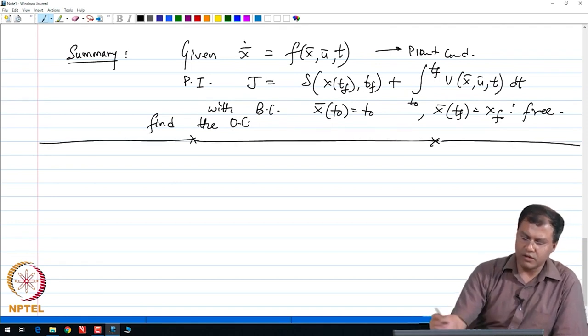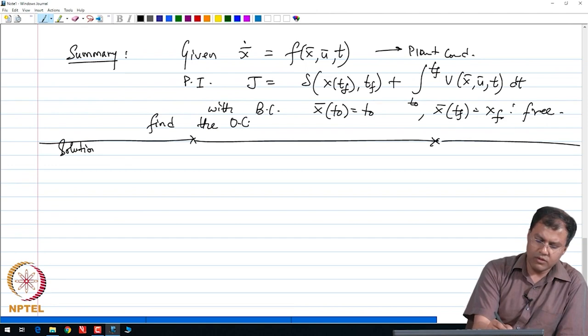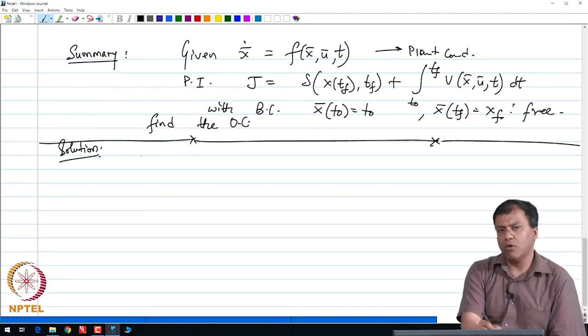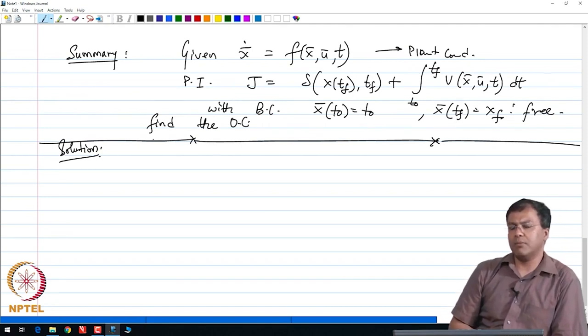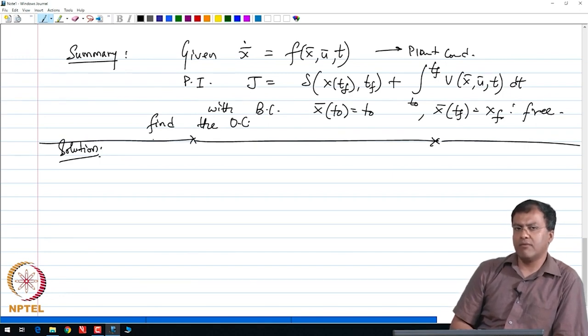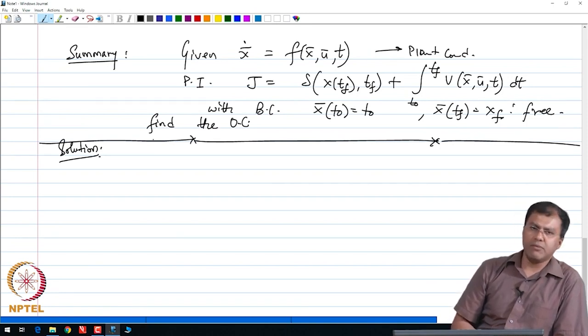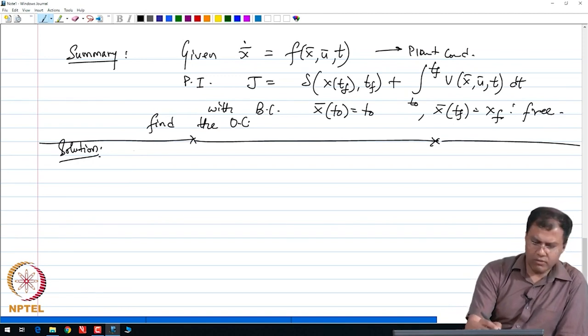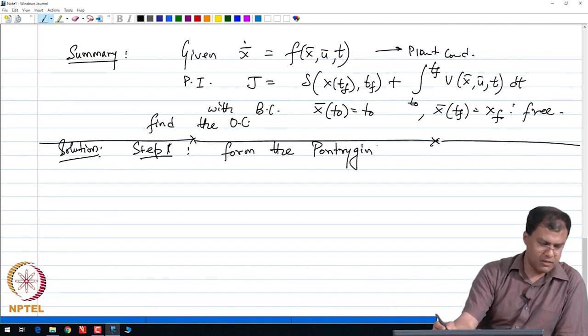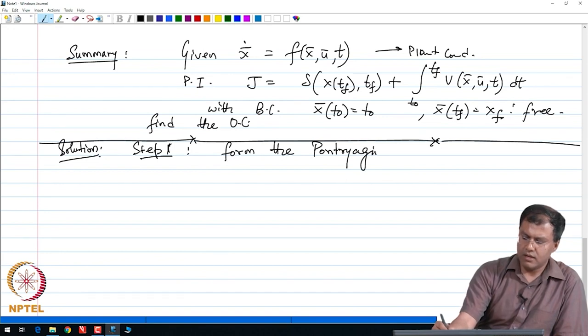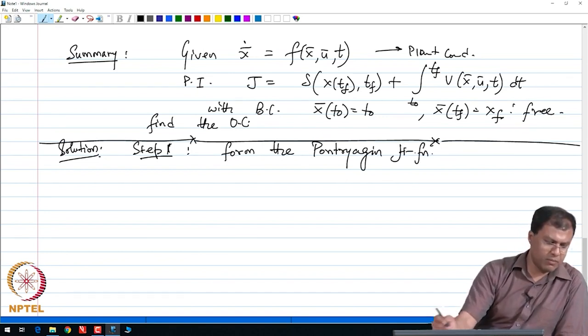And so the solution method is as follows. We will see that the only difference from our previous method, the previous description in the case of unconstrained optimization, is that now we are going to replace our equality, where we optimize our control function, with an inequality which minimizes our control Hamiltonian, right. So, step 1 is to form the Pontryagin H function.